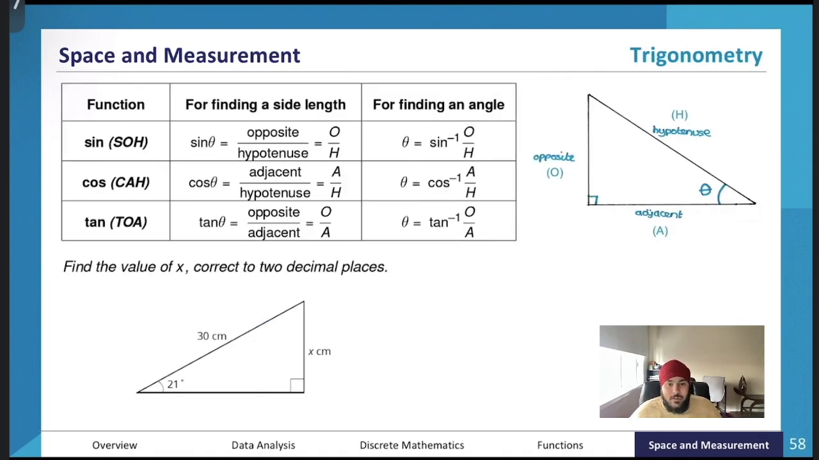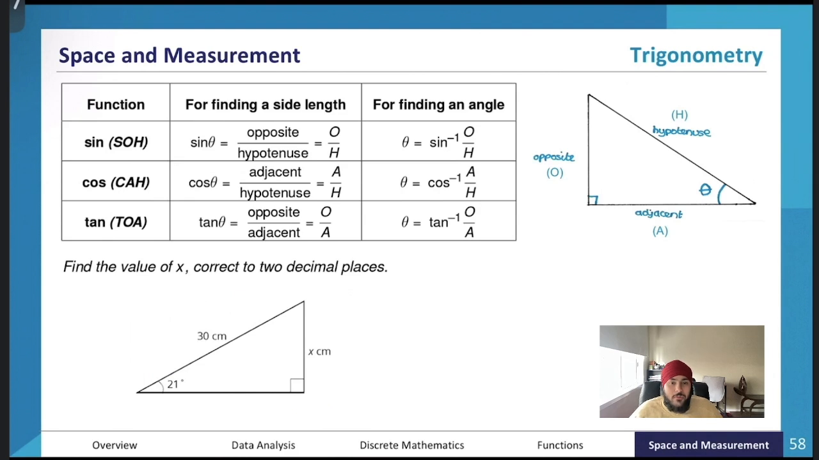Okay, so now let's look at trig. Again, you may have covered this in year 9 or year 10, depending on your school. It's sort of like Pythagoras' theorem, but this time we're working out an unknown side if we're given one side and we know an angle as well.